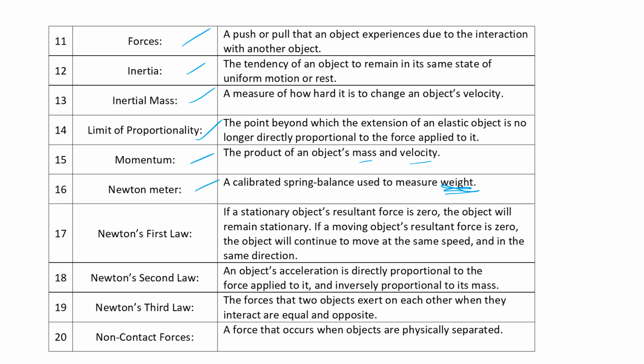If a stationary object's resultant force is zero, the object will remain stationary. If the moving object's resultant force is zero, the object will continue to move at the same speed in the same direction. Newton's first law. An object's acceleration is directly proportional to the force applied to it, and inversely proportional to its mass: Newton's second law. The forces that two objects exert on each other when they interact are equal and opposite: Newton's third law.